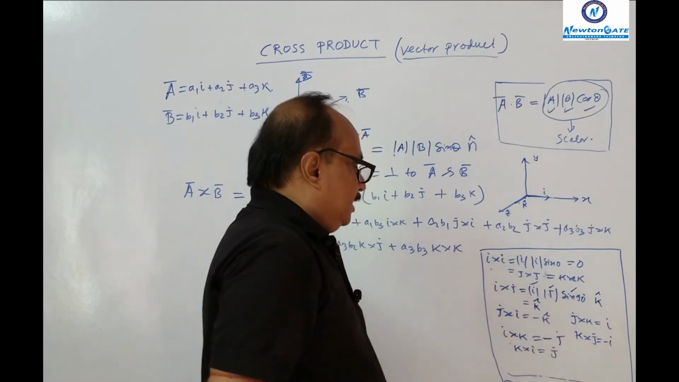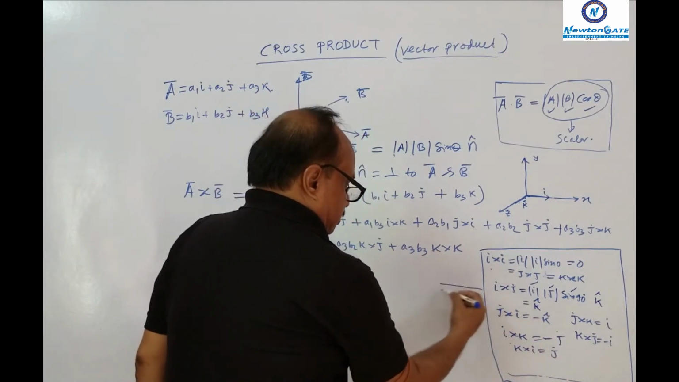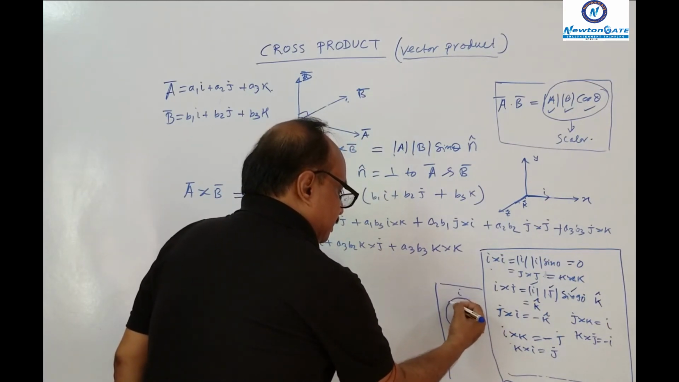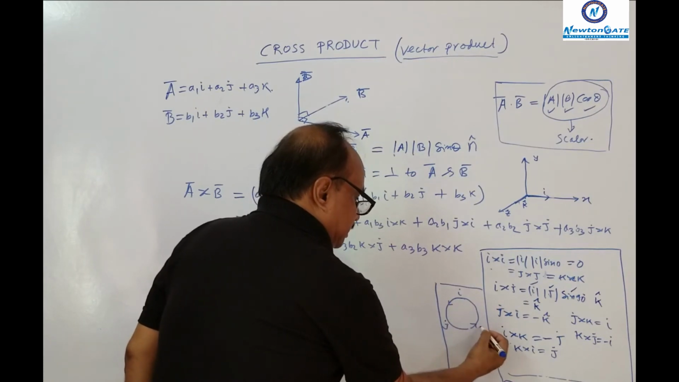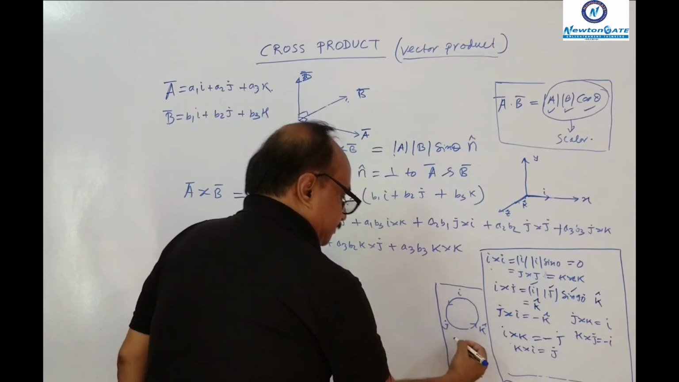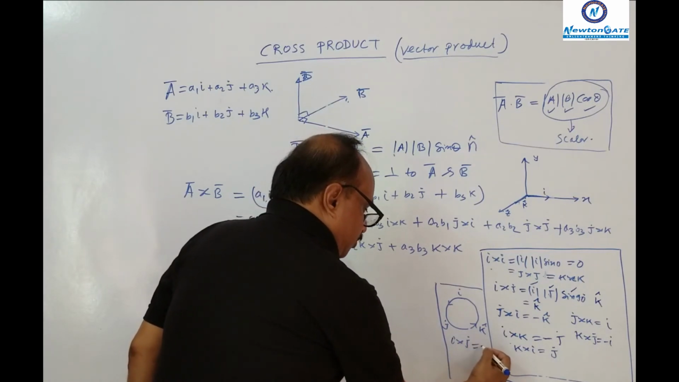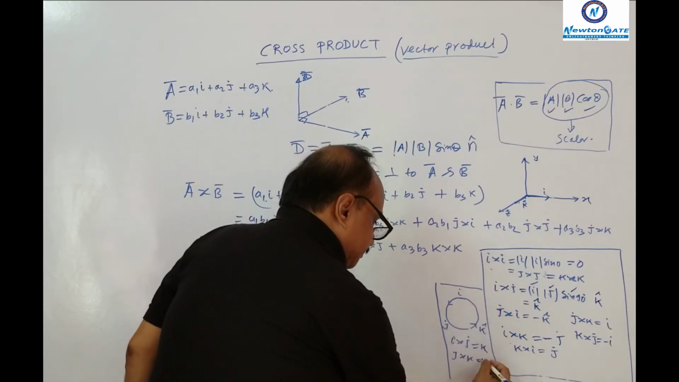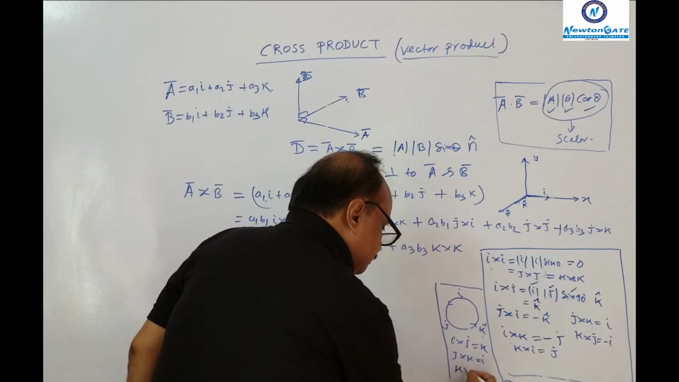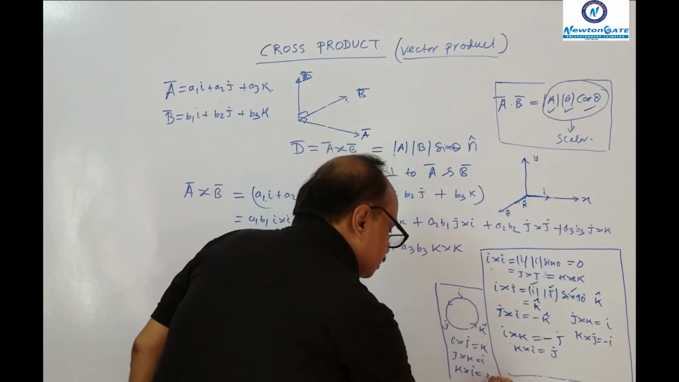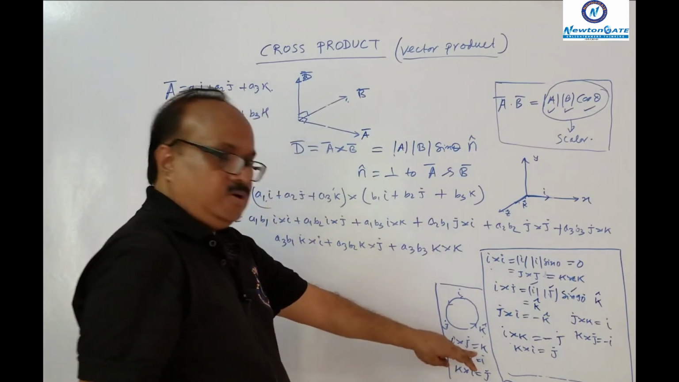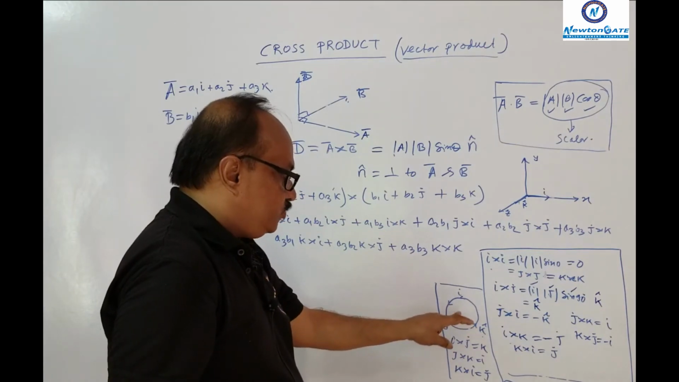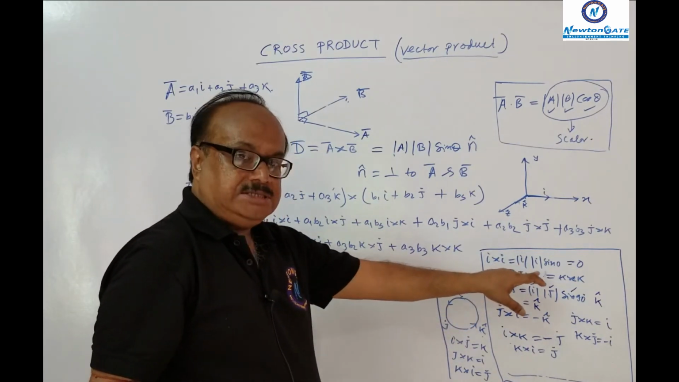So for this, let's say there is a certain easy rule also. The rule is, if you make it in a circle, that means if this is your I, this is your J, and this is your K, I cross J will give you K, J cross K will give you I, and K cross I will give you J, and if it is opposite, it will be negative. You understand? See, this is matching with this circle. Now this way, it will be easier for you to handle. But how it is coming, I will explain to you.